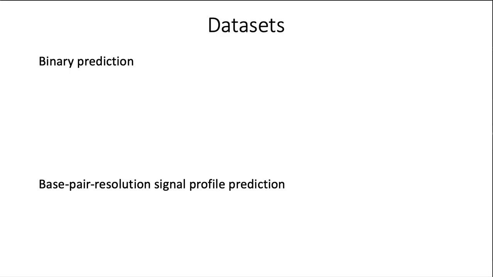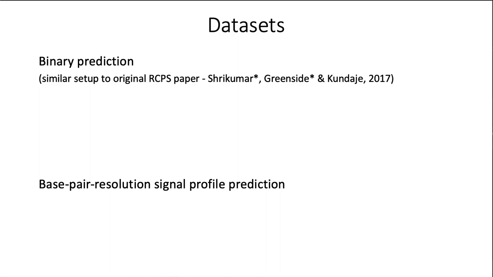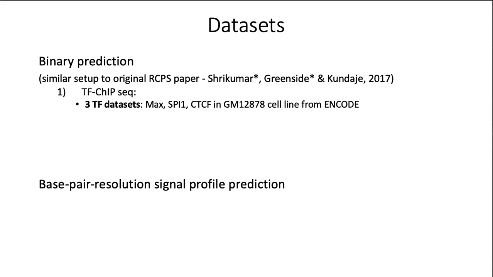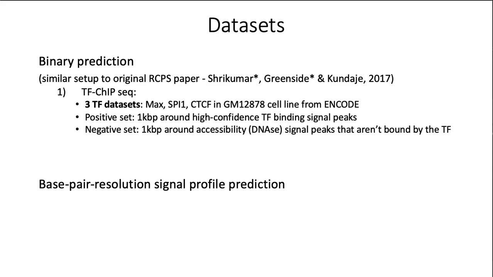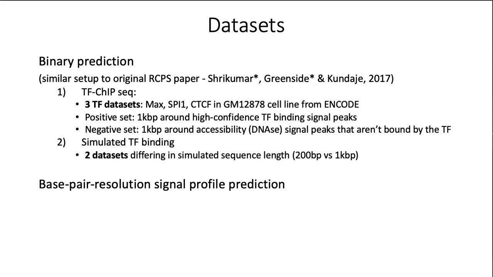Now we come to the crux of the paper, which is the benchmarking. We use two types of datasets, binary and profile prediction datasets. Our binary datasets were similar to the ones used in our original RCPS paper from 2017. We had 3 TF ChIP-seq datasets from ENCODE, where the positive set consisted of 1 kilobase around high confidence ChIP-seq peaks, and the negative set consisted of accessible regions that didn't overlap with a significant ChIP-seq signal. And we also had 2 simulated TF binding datasets that differed in the length of the sequences, that is 200 base pairs and 1 kilobase pair.